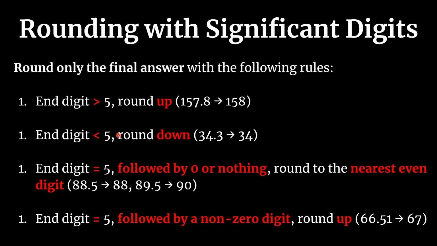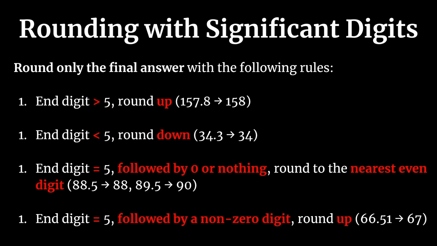If your end digit is equal to 5, followed by 0 or nothing at all, round to the nearest even digit. And so 88.5 would be rounded down to 88, while 89.5 would be rounded up to 90. But if your end digit is equal to 5, followed by a non-zero digit at any point, then round up. So for an example, 66.51 is rounded up to 67.